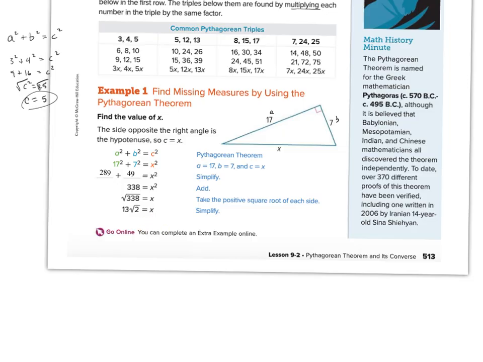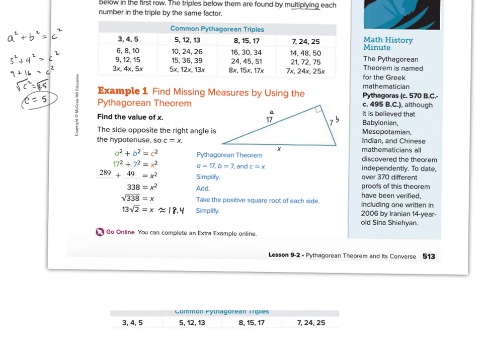Taking the square root of both sides gives me the square root of 338, which they simplified the radical to 13 square root of 2. And I will just say that is approximately 18.4. So again, if you have difficulty simplifying radicals, just make sure that you can convert back and forth between decimal and simplified radical. These values right there.